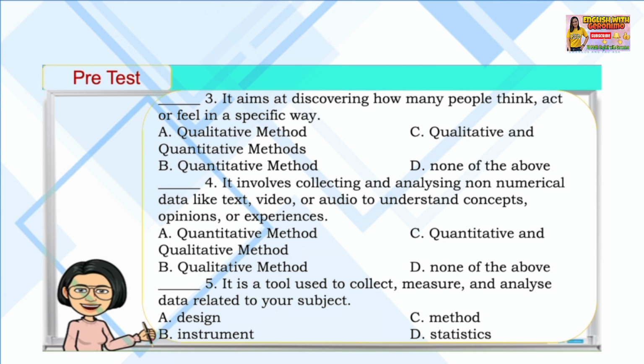Number 4. It involves collecting and analyzing non-numerical data like text, video, or audio to understand concepts, opinions, or experiences. Letter A. Quantitative method. B. Qualitative method. C. Quantitative and qualitative methods. D. None of the above. Number 5. It is a tool used to collect, measure, and analyze data related to your subject. Letter A. Design. B. Instrument. C. Methods. D. Statistics.